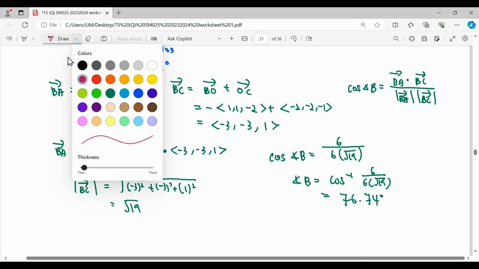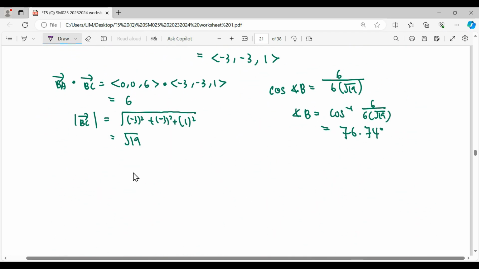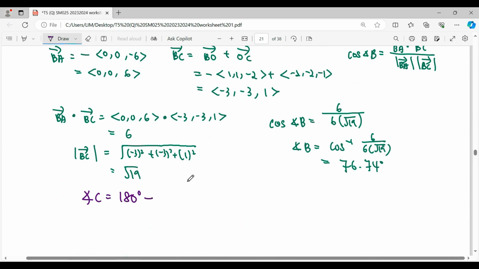After obtaining angle A and angle B, to get angle C, we can use the basic triangle properties, where the interior angles of a triangle add up to 180. So for angle C, we can use 180 minus angle A, 40.32, and minus angle B, 76.74.